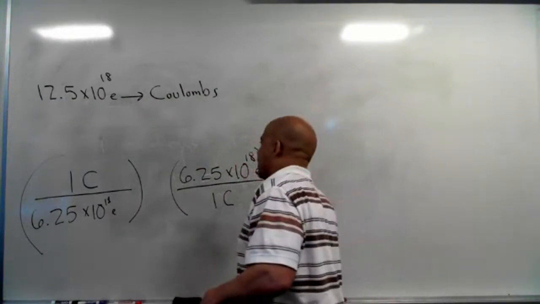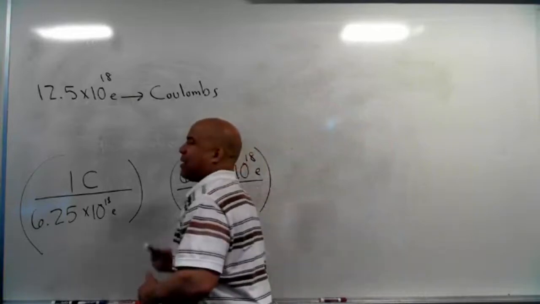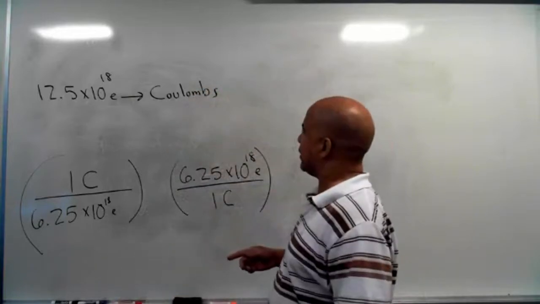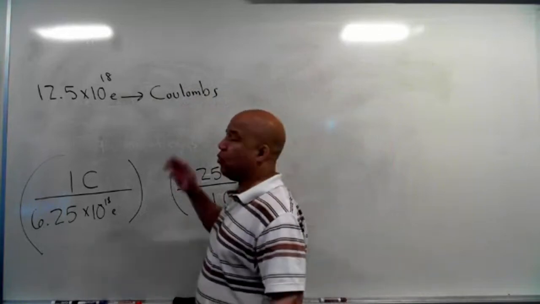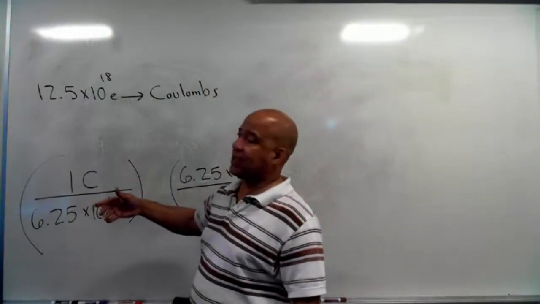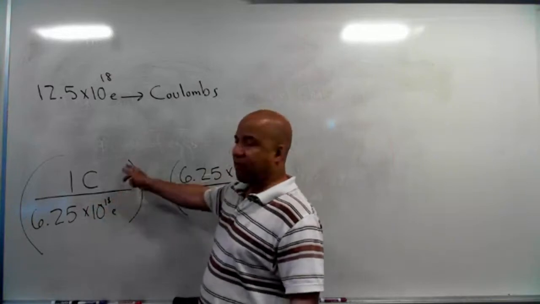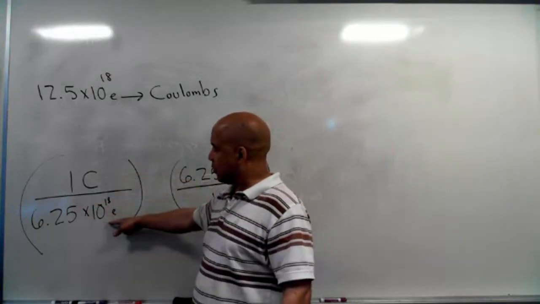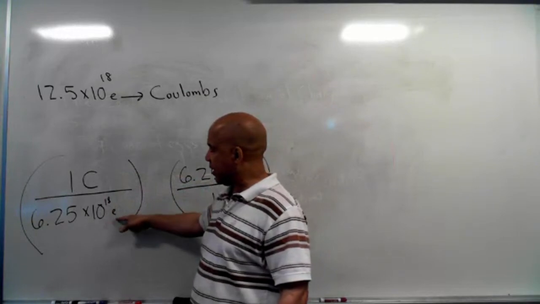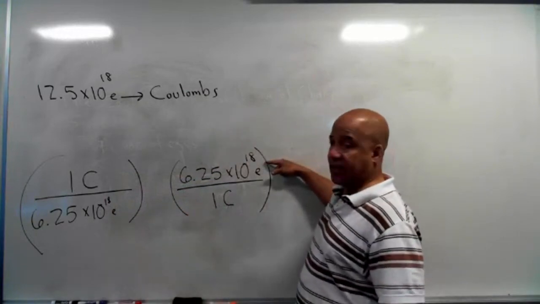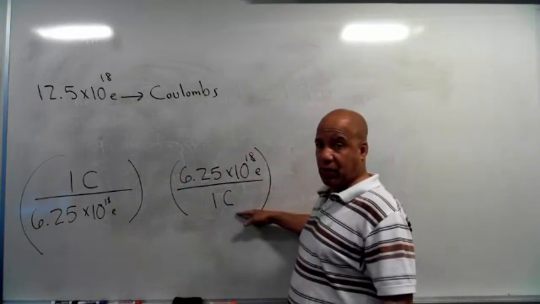But it's often nice to write this out like in chemistry. They use the idea of a conversion factor. Since I know that 1 coulomb of charge is equal to 6.25 times 10 to the 18th electrons, I can write that as a fraction. I can say 1 coulomb is the same as 6.25 times 10 to the 18th electrons, or I can say 6.25 times 10 to the 18th electrons is 1 coulomb.